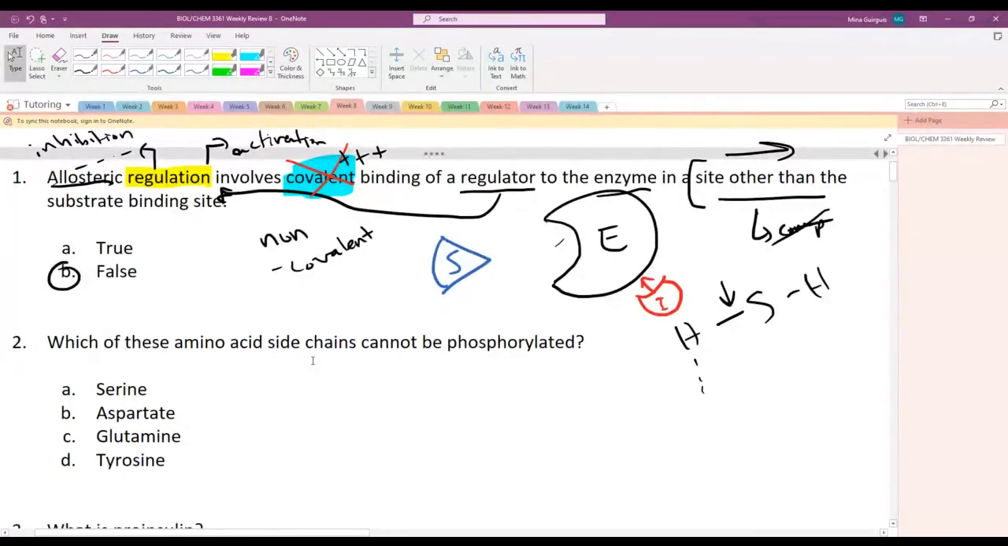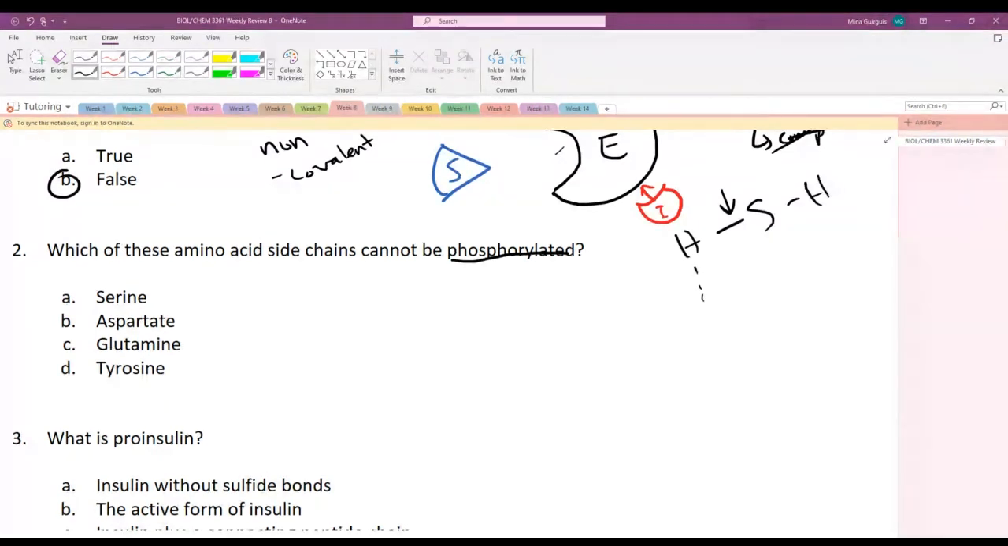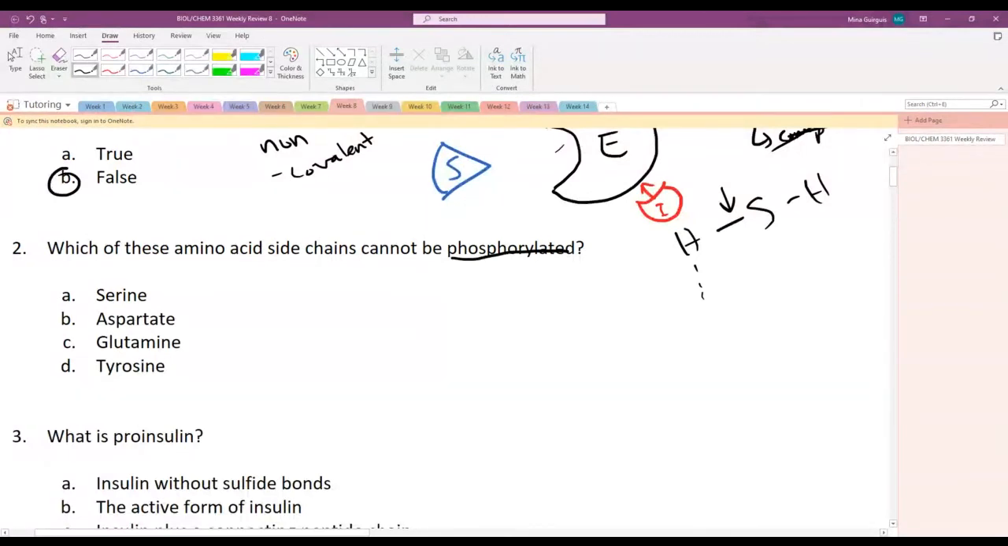All right, the next question: which of these amino acid side chains cannot be phosphorylated? We talked about phosphorylation before spring break, in week 7 of our reviews. One of the things I mentioned is it's a post-translational modification. Once I've made my protein, I can add a phosphate group to it. That phosphate group ends up being negatively charged. That negative charge affects whether, for example, my serine, assuming serine can be phosphorylated, can travel through the cell. If it's negative versus neutrally charged, maybe that'll affect something, and so on and so forth.